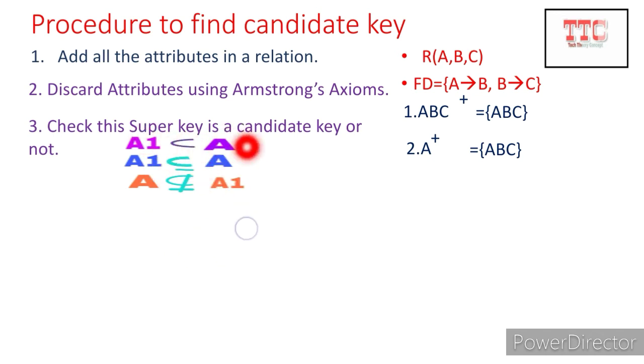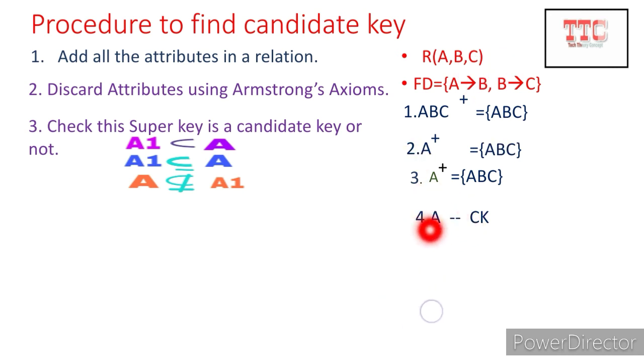So this is a proper subset definition. According to this definition, we can say that there is no proper subset here, as only one attribute is present. So A is a candidate key. Now in the next step, we will check whether there is any other candidate key present in this relation or not.